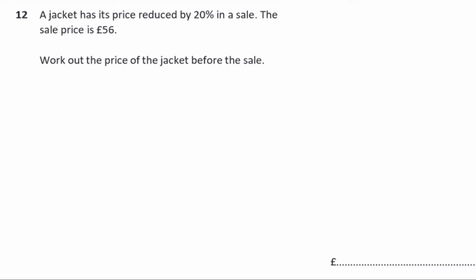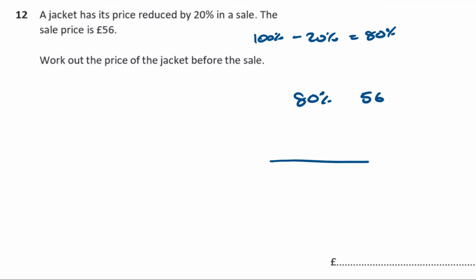But let's just be clear. If the original cost of the jacket was 100% and we reduce it by 20%, then the sale price represents 80% of the original value. So it's 80% and not 100% that is equivalent to 56. Now, if I want to work out the price of the jacket before the sale, what I want to do is kind of work out what 100% of the cost of the jacket is.